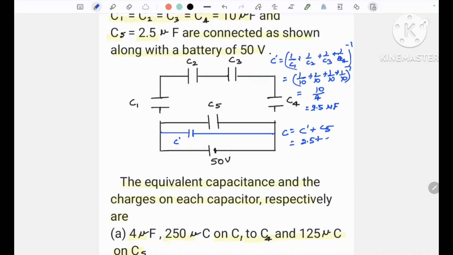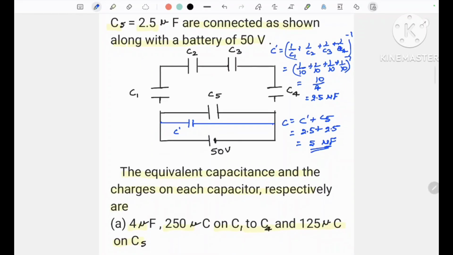2.5 plus 2.5 is equal to 5 microfarad. The equivalent capacitance will be 5 microfarad. This is 2.5 microfarad C5 and this is also 2.5 microfarad.